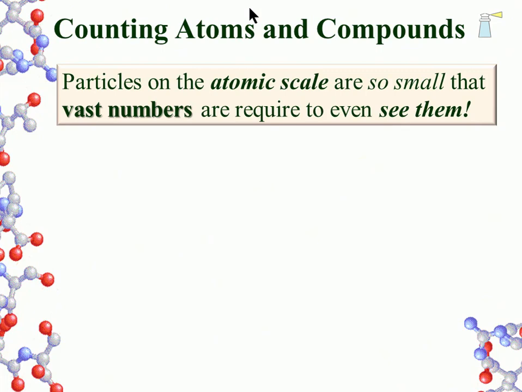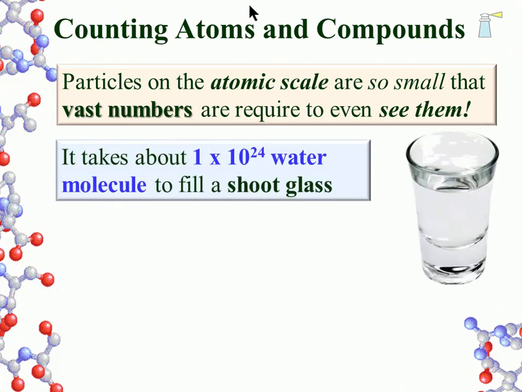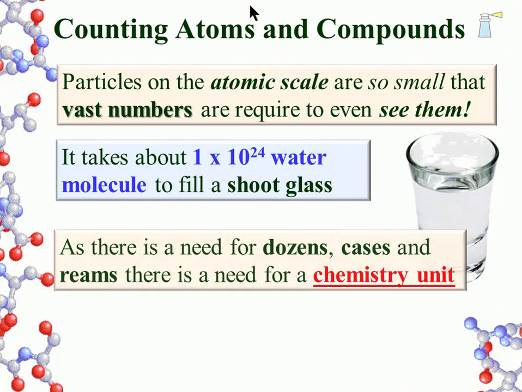Particles on the atomic scale are so small that vast numbers are required to even see them. For example, it takes about 1 times 10 to the 24th water molecules to fill a shot glass. That's how small water molecules are. As there is a need for dozens, cases, and reams, there is a need for a chemistry unit. The chemistry unit will have to be very large in order to bring the number of atomic scale particles into the realm of comfortable numbers.